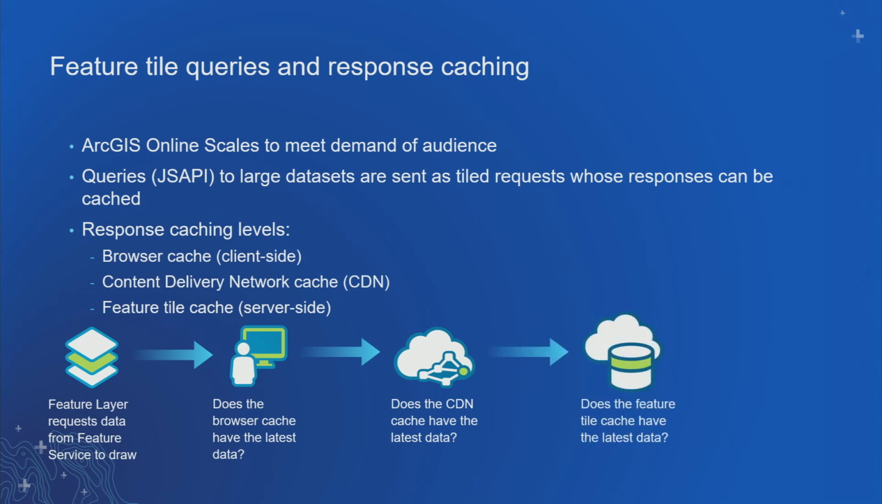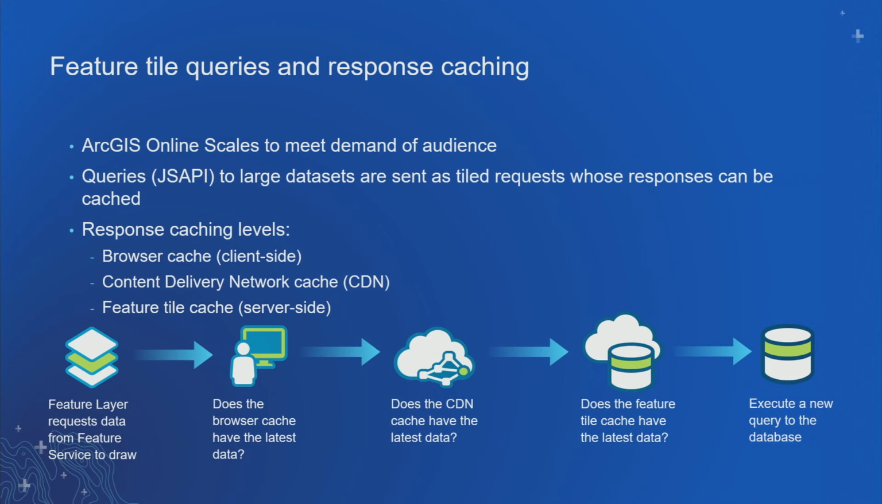Then if it makes it all the way to ArcGIS Online, we will check inside the feature tile cache to see, hey, within ArcGIS Online in our caching system, do we have that query? And if we do, send it back. If we don't, we'll go to the last step and actually execute a new query against your database in the cloud. Why do we want to go through all these levels of caching?